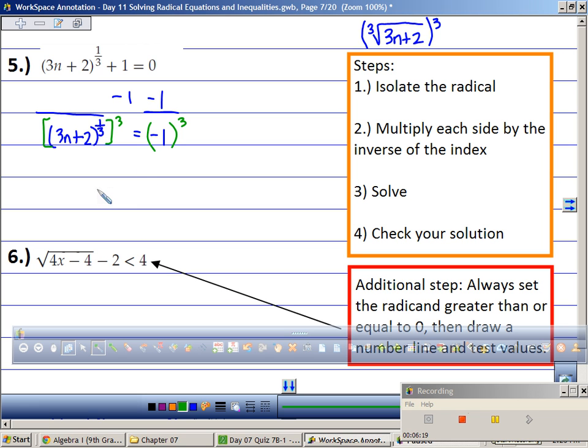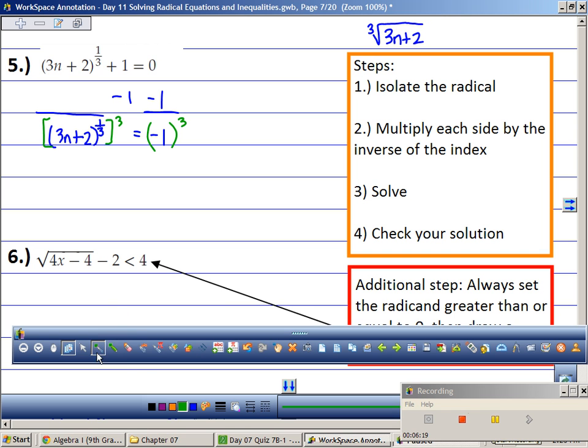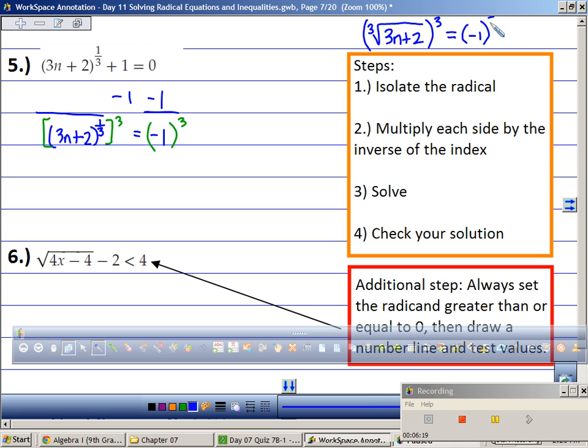This is the same thing as this. So this is the 1/3? No, no. I said, how would you get that out from underneath there? Oh, I would cube it. That's why I'm cubing this one. If I had this, I would cube both sides, right?